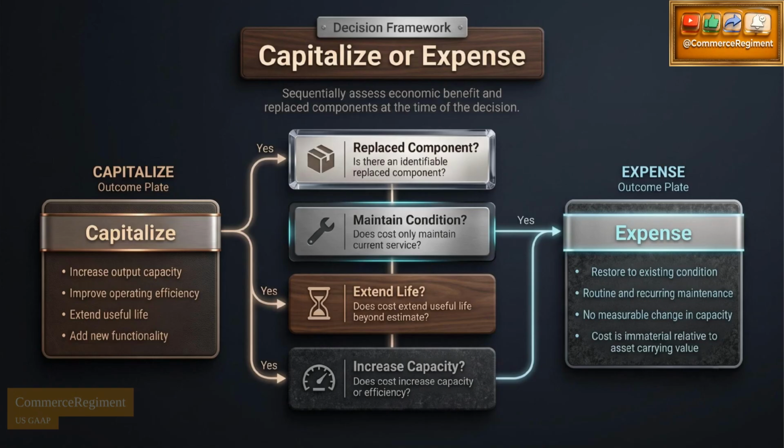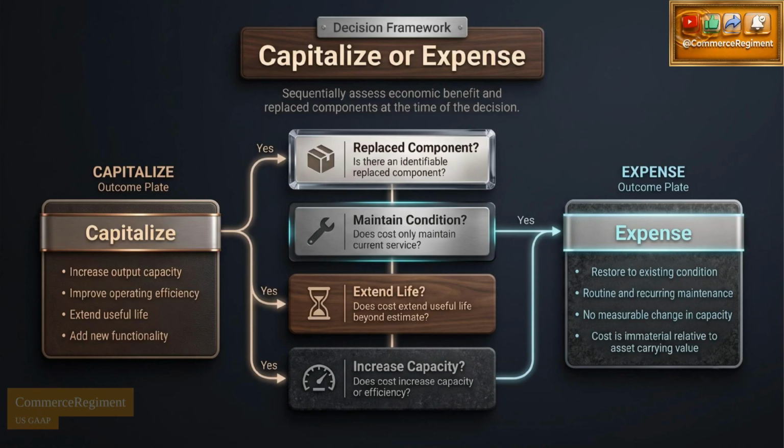First, ask whether the cost increases capacity, improves efficiency, adds functionality, or extends useful life. If yes, capitalization may be appropriate. If the cost only maintains existing service potential, it is generally expensed. Then ask whether a replaced component can be identified. If a component is replaced and its carrying amount is known, the old component may need to be removed.